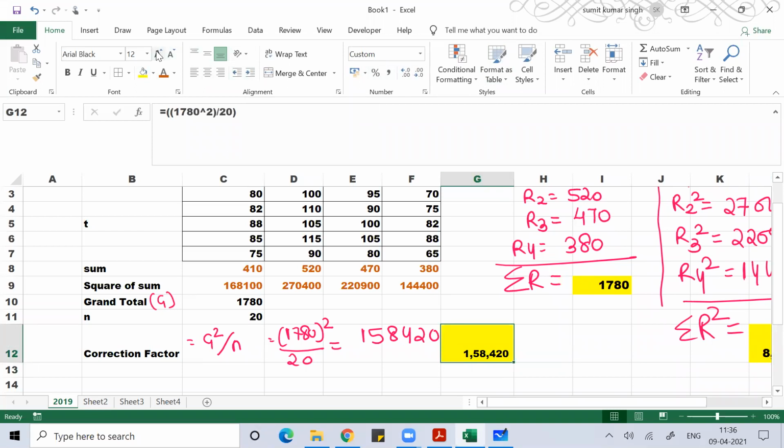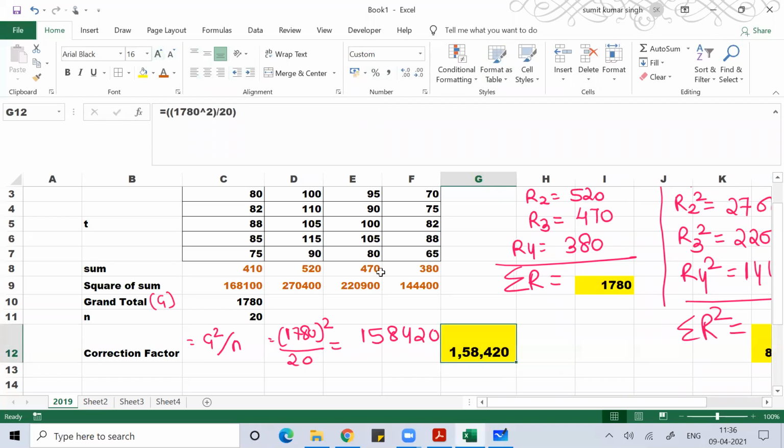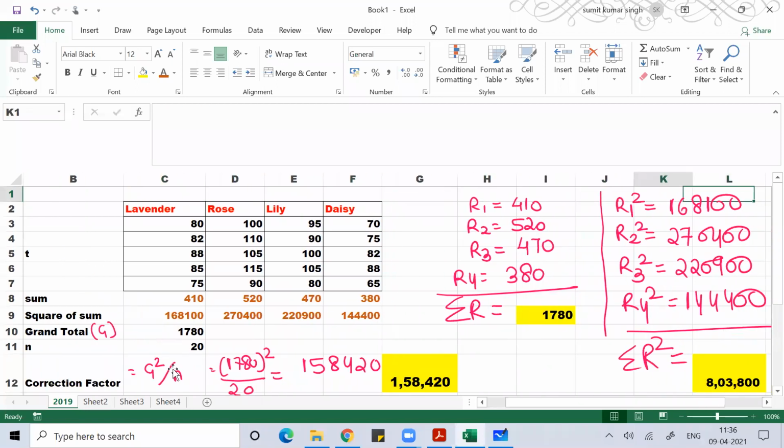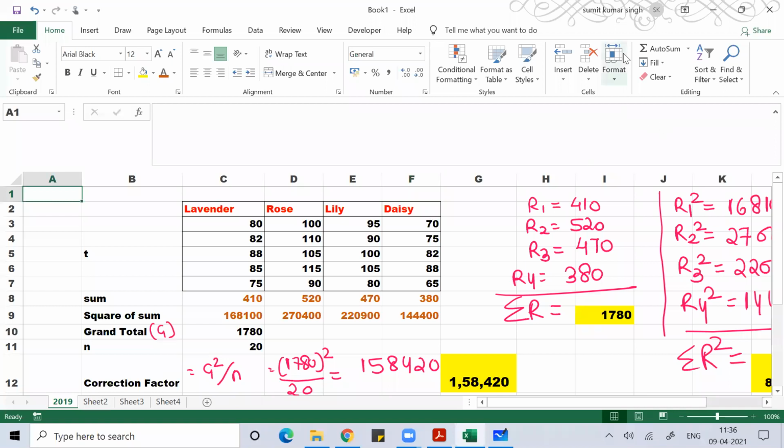Clear? Any doubt, anyone? So you will find the correction factor, 158420. Anyone, any doubt? You will get this Excel sheet at the end of the class. So please don't use your camera memory for taking photos.